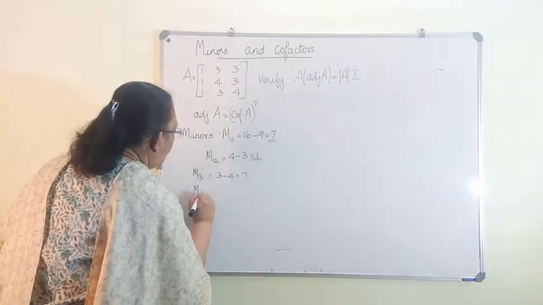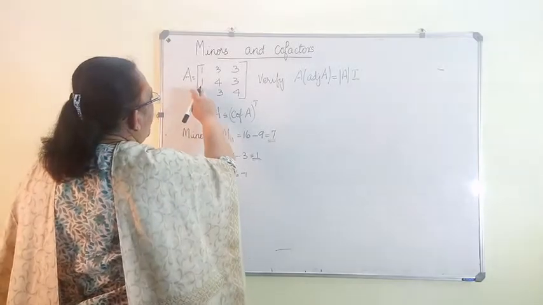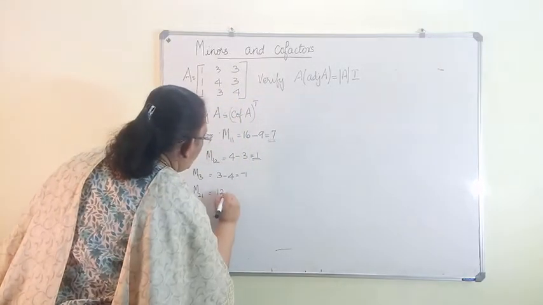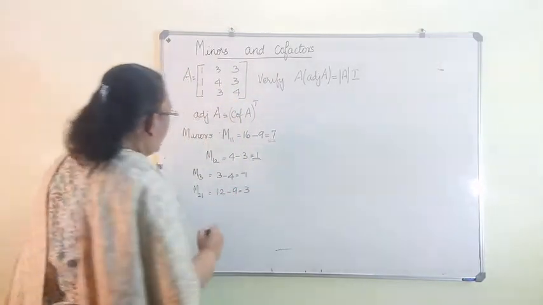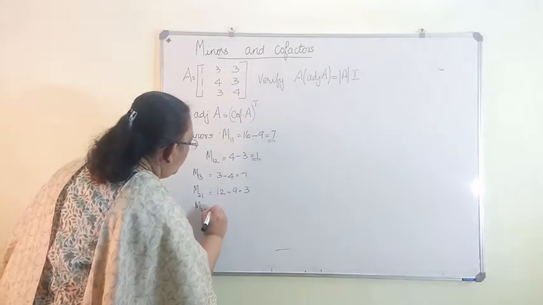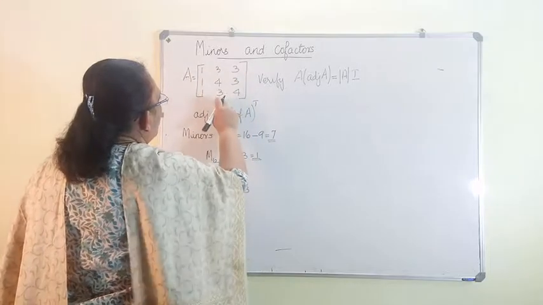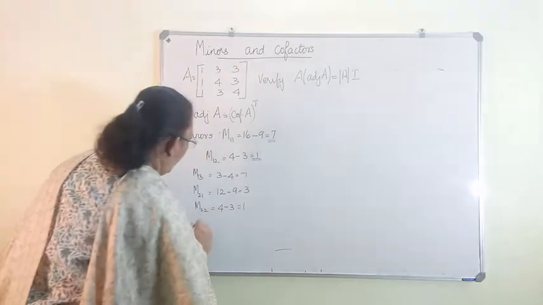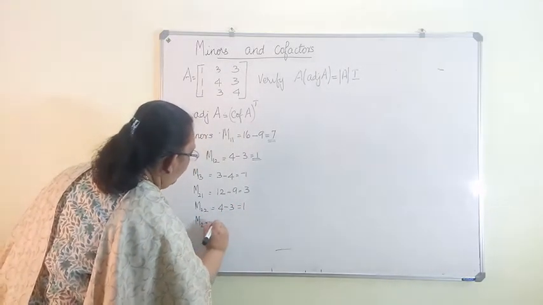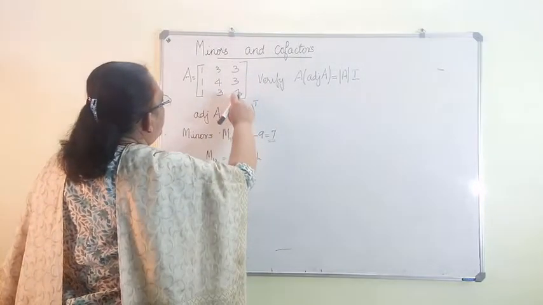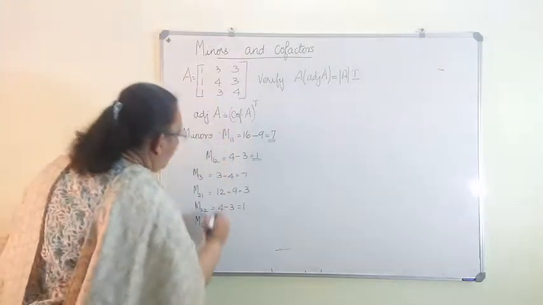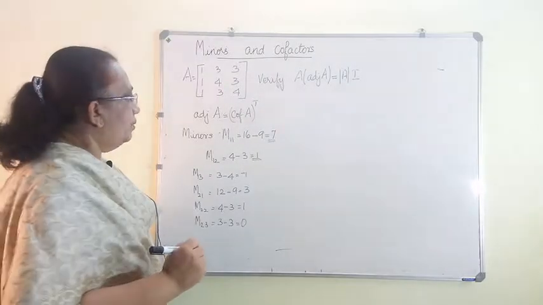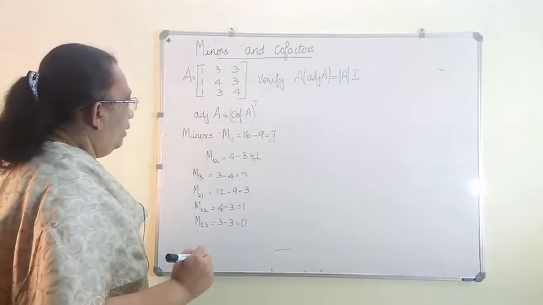Now comes M21. M21 is equal to second row, first column. That will be 12 minus 9. 12 minus 9 is equal to 3. M22. Second row, second column. That will be 4 minus 3. 4 minus 3 is equal to 1. Next comes M23. That is second row, third column. That will be 3 minus 3 is equal to 0. Okay. Now you can do the other three values. Do along with me.